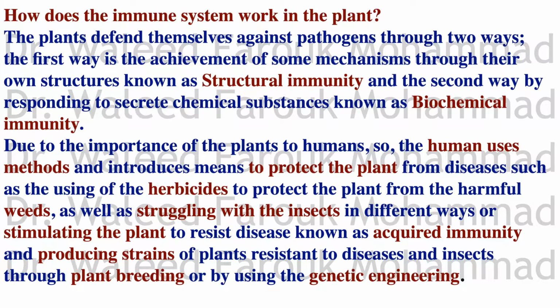Humans use methods to protect the plant from diseases, like using herbicides, زي اللي هي التخلص من الأعشاب الضارة، يعني علشان to protect the plant from the harmful weeds, as well as insecticides to struggle with insects and stimulate the plant to resist, and this is known as acquired immunity, المناعة المكتسبة.